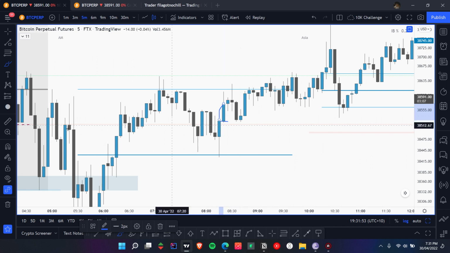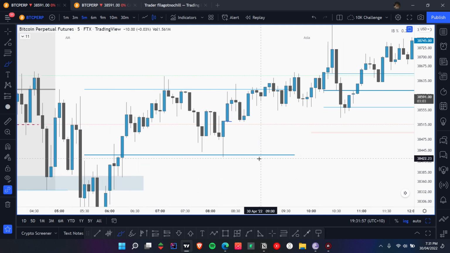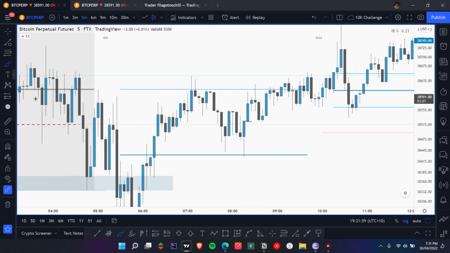Now what we'll do is wait for another setup. Then again, there's no wick here, but what I'm going to do is take this unfilled wick and try to fill as much as possible. Now I'll set my orders right around these zones, and most would be concentrated at the top.